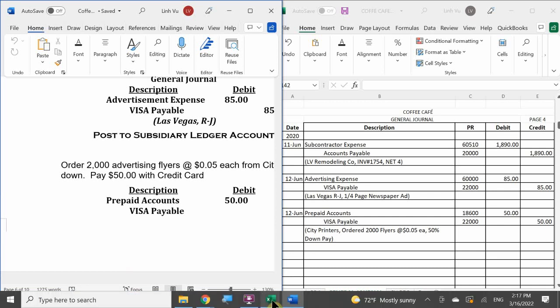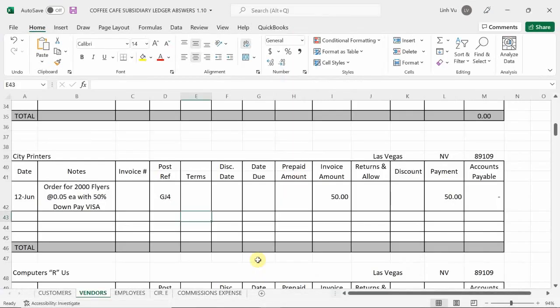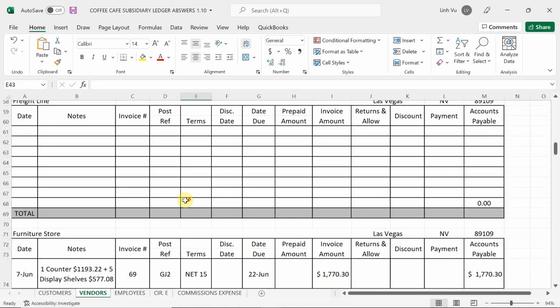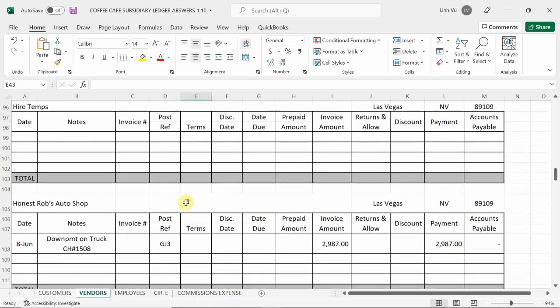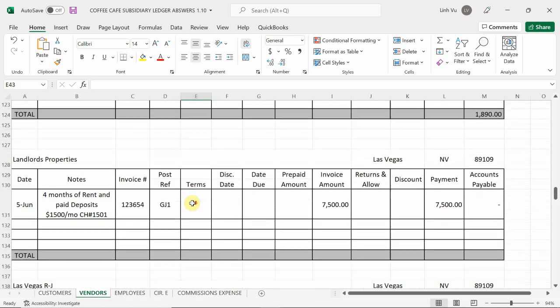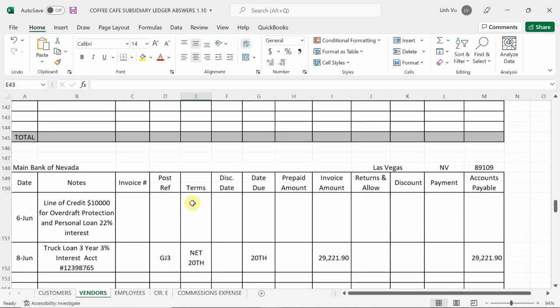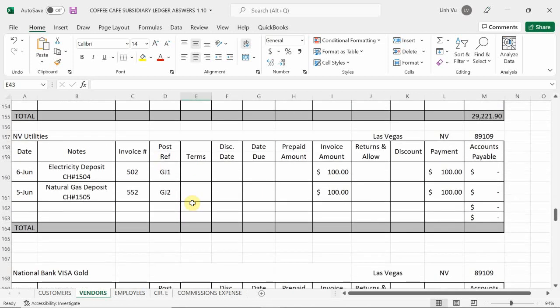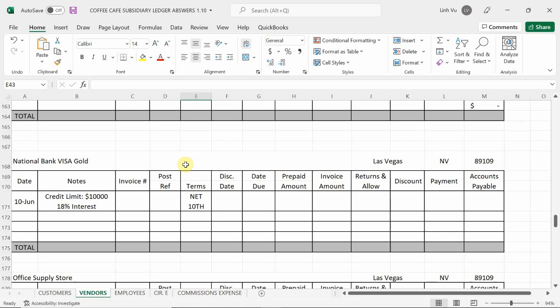Now you asked me that question. Another question is, how come I'm not recording all these transactions into my National Bank Visa credit card subsidiary account? Why am I not putting it in here? Why am I not putting my transactions in here?